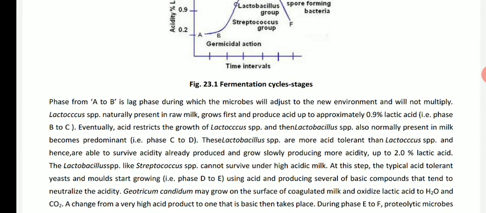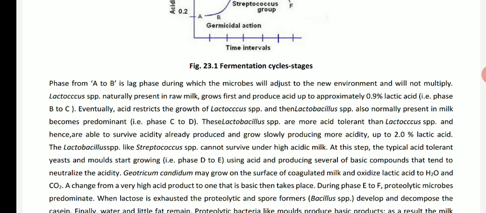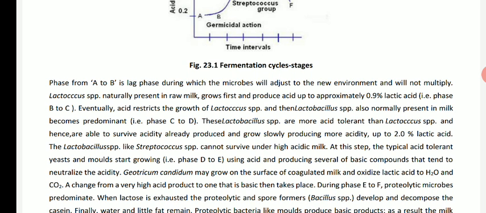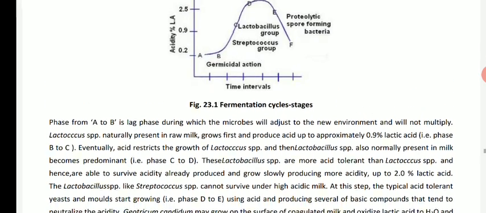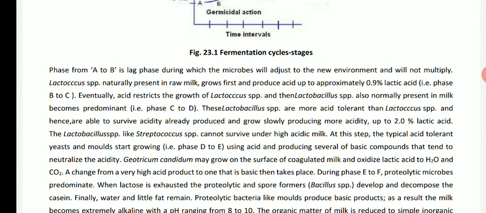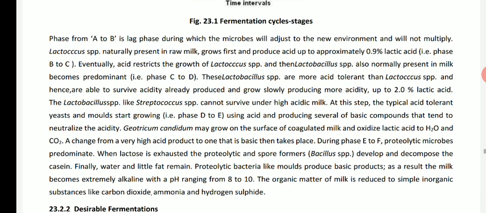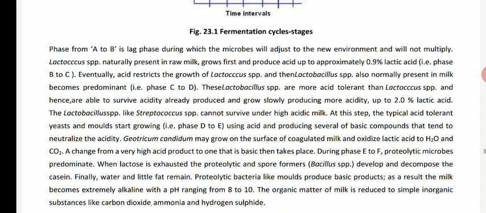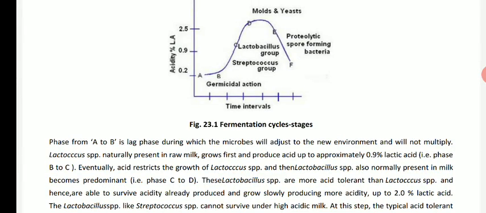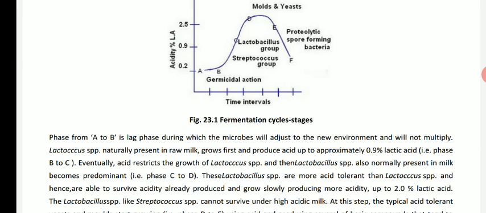As lactic acid accumulates, it has harmful effects on the initial lactococcus species. So the lactococcus species is replaced by another species, lactobacillus, which we find predominantly in phase C to D. These lactobacillus species are more acid tolerant than lactococcus species, and hence they are able to survive the acidity already produced and grow slowly, producing more acidity, up to 2% lactic acid. Lactobacillus species, like streptococcus species, cannot survive under highly acidic milk. At this step, typical acid tolerant yeasts and molds start growing, which is recognized as phase D to E. Here, in phase D to E, molds and yeasts are prevalent due to the acid tolerance of these species.